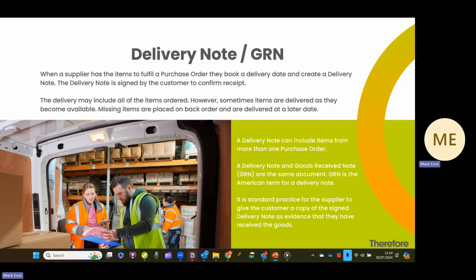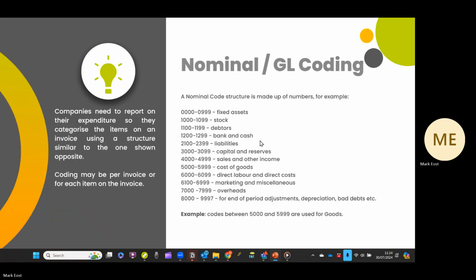So we could end up with items from more than one order on a delivery note. We could end up with a delivery note that matches one invoice and one order, which is our perfect scenario. As I say, it's standard practice that the customer is given a copy of that as evidence that they've signed for the receipt of those goods. And equally, that is the proof that the supplier delivered those goods and that everything was checked off and correct by their customer.